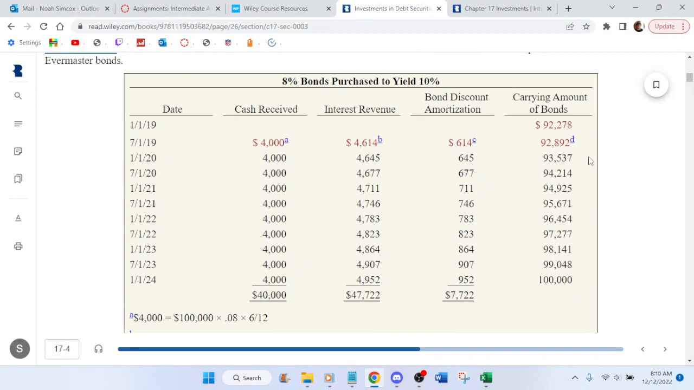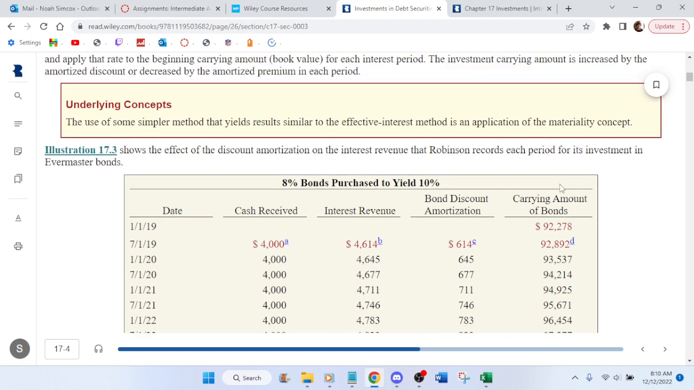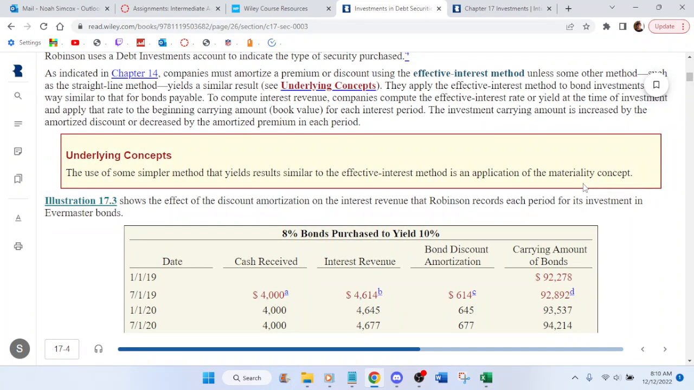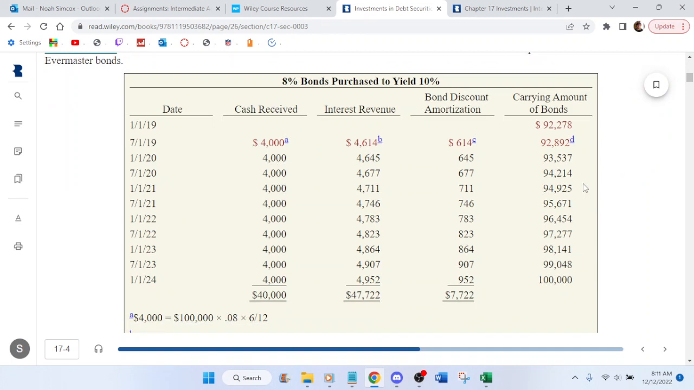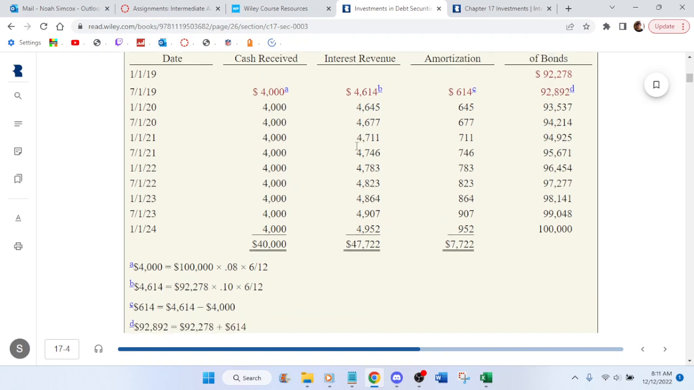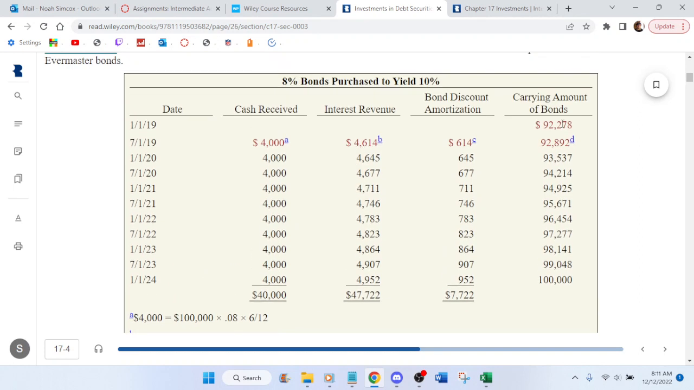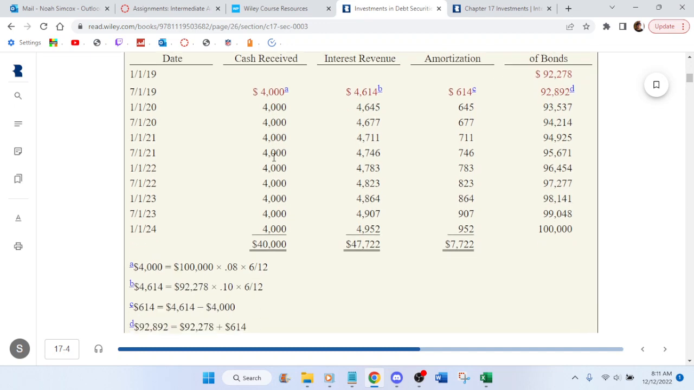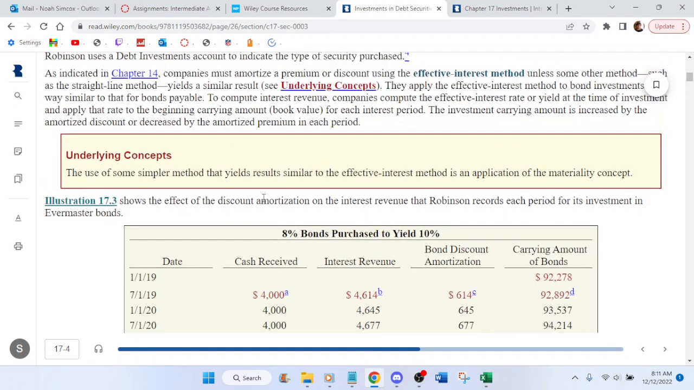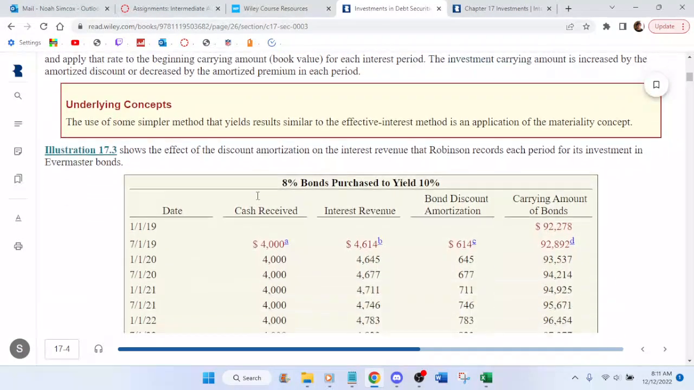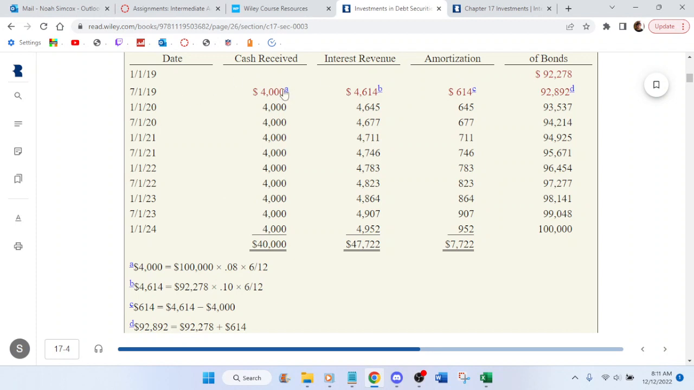So, if you have 8% bonds purchased to yield 10%, the first number is the payments. The payments will be the 8%, right? The interest revenue will be based on the 10% yield, and it will be based on this carrying amount, whereas this 8% is going to be based on the future amount or something. So then you take this minus this.